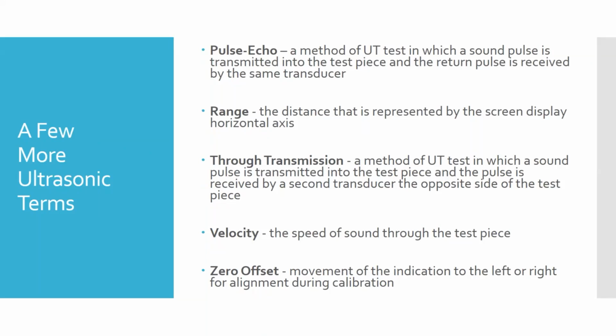Through transmission I talked about, we take a pair of probes and send it from one end to the other. But, sorry, I got ahead. Range: we have to set how far on our screen we want to see. The velocity is the speed of sound through the test piece. And then this last one is what's called zero offset, and that is in all of these probes.